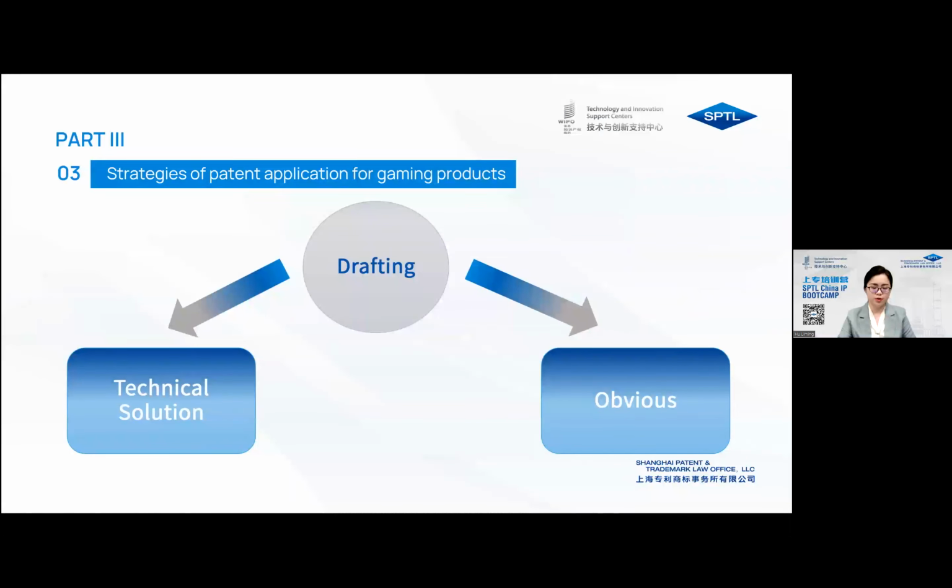There are 2 points worth noting when drafting a patent application for games. From the perspective of protecting the object, drafting technical problems in a suitable way will reduce the risk of the solution not being considered as a technical solution. And from the perspective of infringement evidence collection, drafting the game process obviously will make the evidence collection process more convenient.